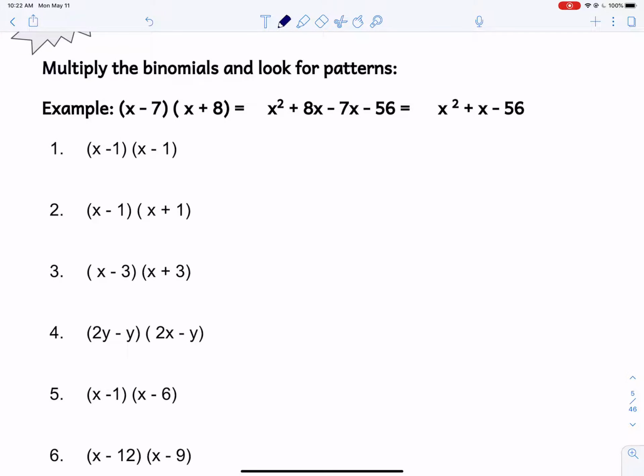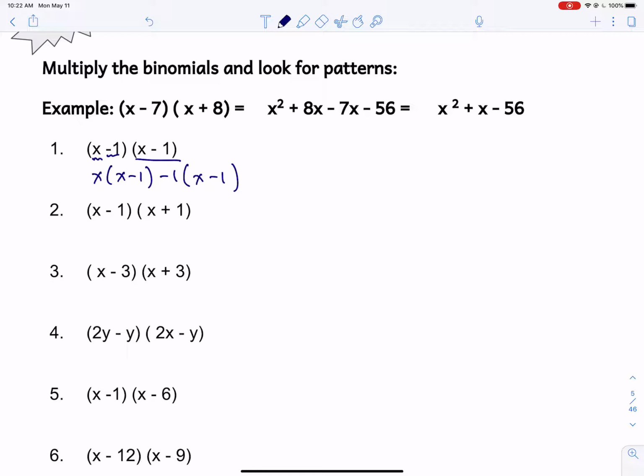So basically I'm going to take, I can rewrite this as x, so this first term, times all of that in the second set of parentheses, and then the second term, including the sign, times the second quantity. So that's distributive property twice. Okay, so we just start from left.